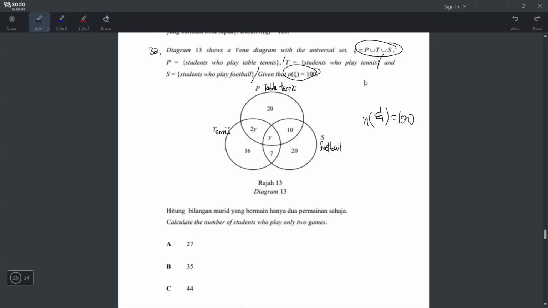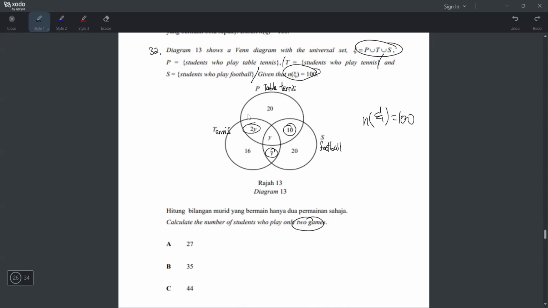Okay, so sekarang dia cakap calculate number of students who play only 2 games. Right? Okay, the students who play 2 games are 2y, 10 and 7. The y in the middle we don't take. So the middle one is for students yang main 3 games, dia main table tennis and football. What about the 16? This one is tennis only, orang yang main 1 game only. This one is main 1 game only also. So the ones who play only 2 games are this and this. The keyword here is only. Okay, so kalau only means this, right?